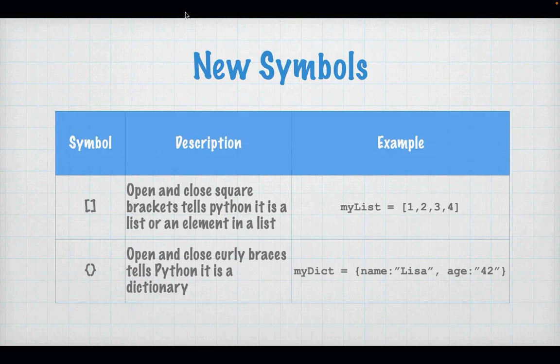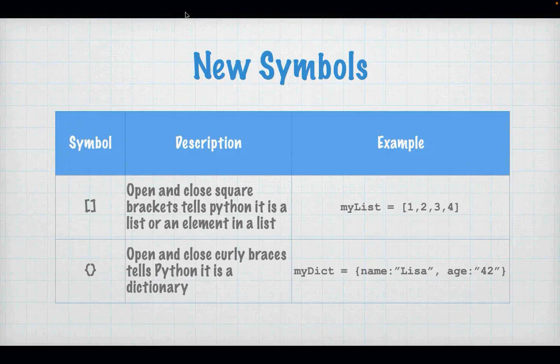So we got some new symbols. We have the open and close square bracket, which is an indication of a list. That's what they tell Python. If you open a square bracket and you close a square bracket, you've got a list. And an example is just my list. And you've seen lists before. We just haven't gone into depth in lists.